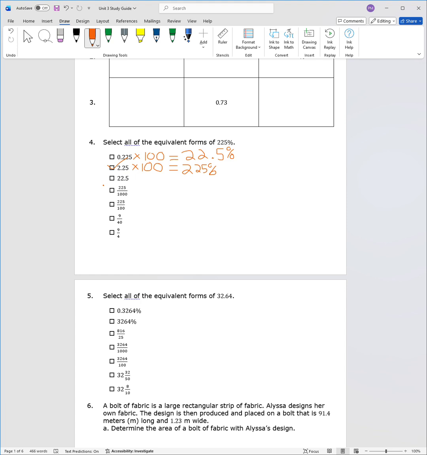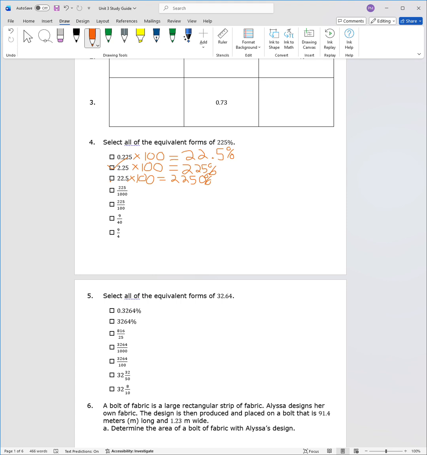Let's look at our third decimal then. We got 22.5. So let's take this. Again, let's multiply it by 100, because it's a select all. So that means there is going to be more than one answer here. So if we take this and we multiply it by 100, we would have 2,250%. That doesn't match up. So the only decimal we have here that's equivalent is the 2.25.